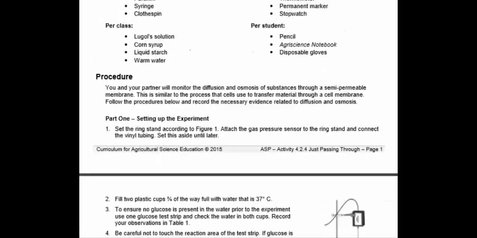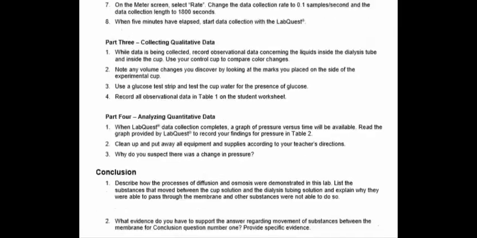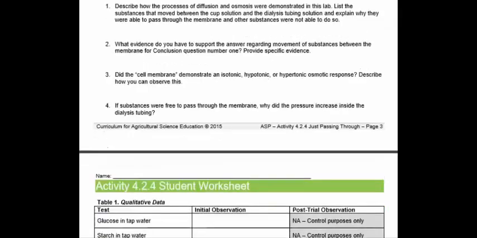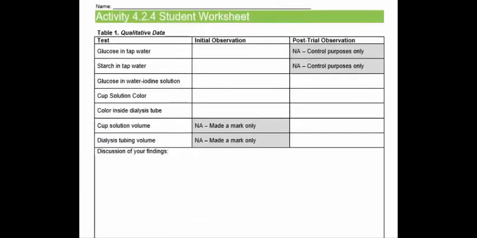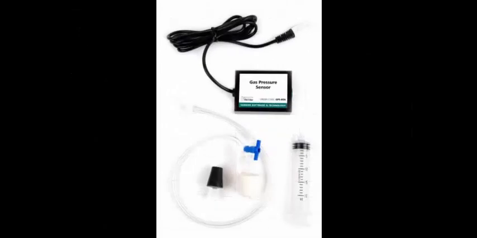Through Activity 4.2.4, Just Passing Through, you will conduct an experiment to simulate the process of osmosis in order to understand that plants use osmosis for the uptake of water and dissolved nutrients. Your teacher will give you specific instructions for the lab activity. During this lab, you will be using the Vernier LabQuest 2 and gas pressure sensor kit.